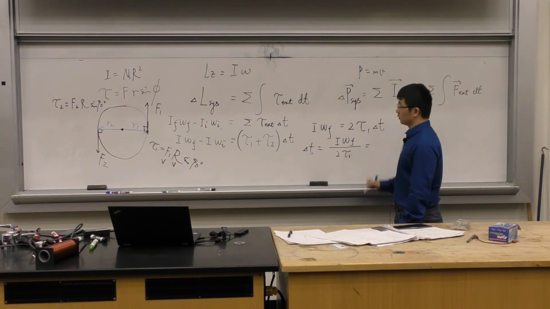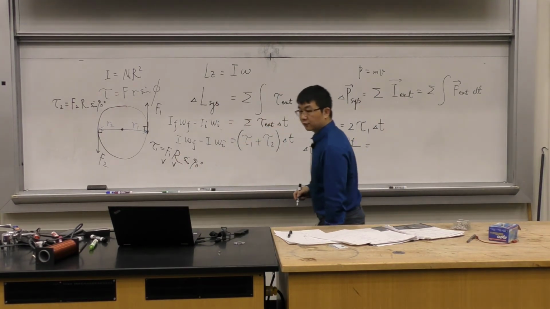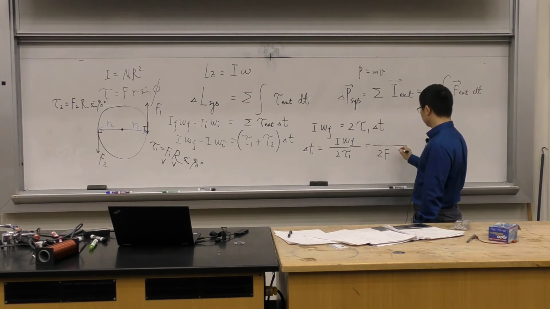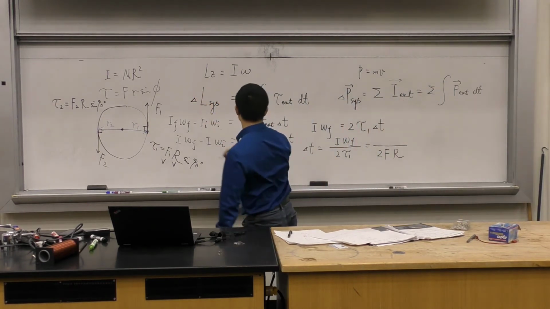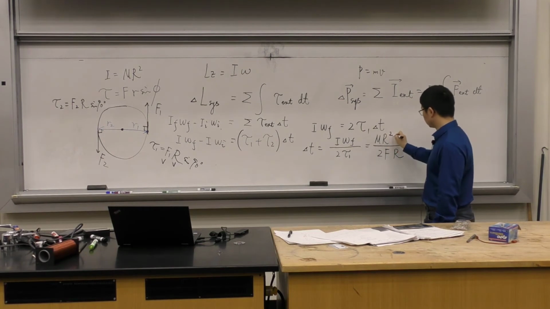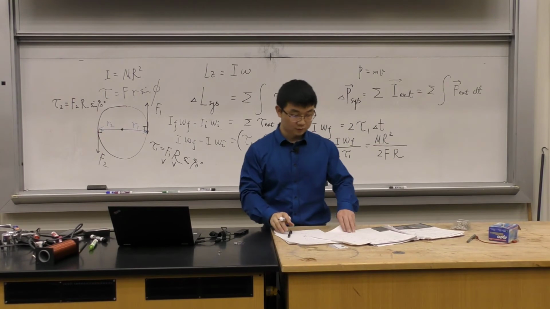Okay. Now let's see. Tau 1, we already know that. That's the force times the arm. Right? 2 times the force times the arm. Okay? Now, I is m times r squared, mass times r squared. Now I still need the angular velocity, right?